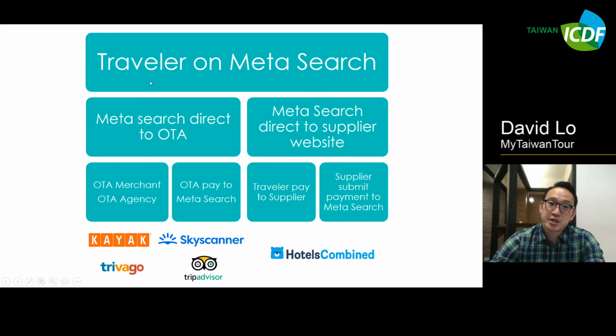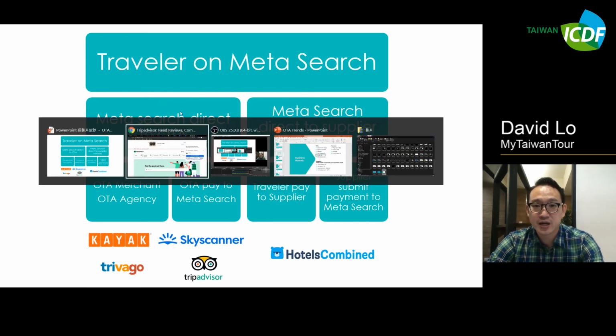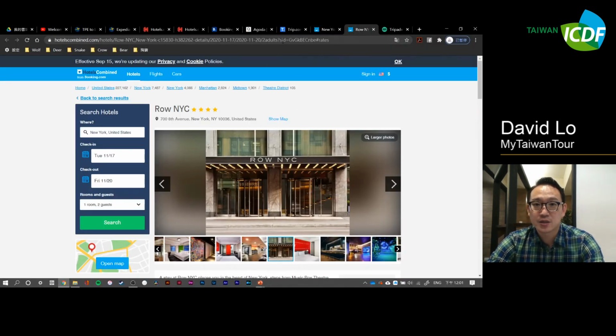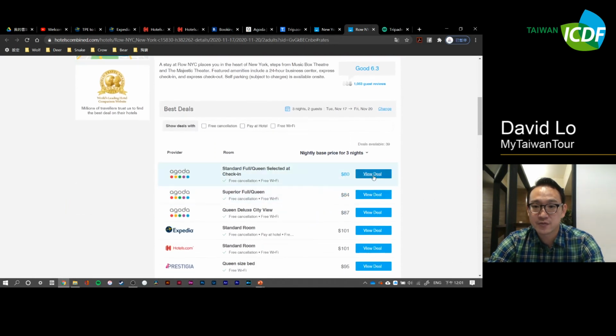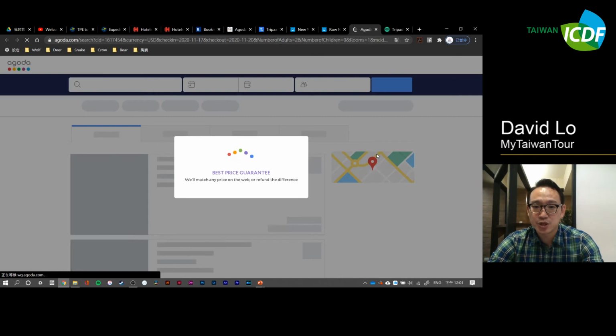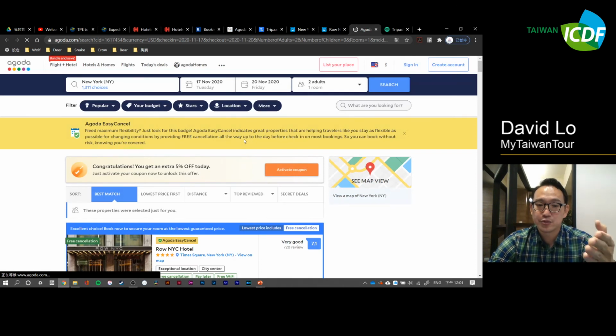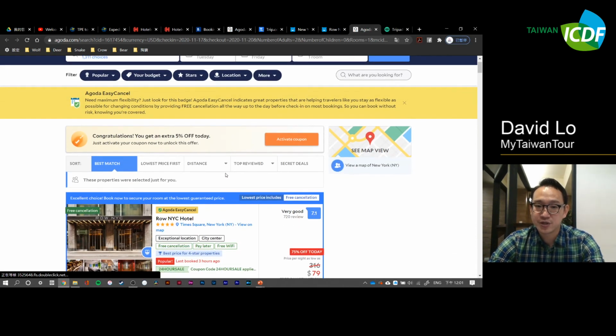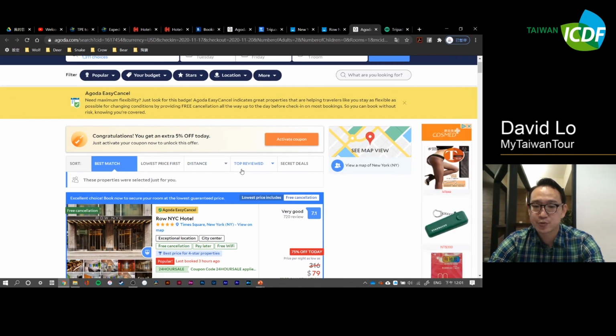Firstly, like I just did, travelers go onto meta search to find the hotels or flights they want, and meta search directs them to OTAs, like I showed here, directing to Agoda's information. Now, if I book through Agoda, that means Agoda has the commission from the hotel, right? Because Agoda helps you deliver the reservation to the hotel, so the hotel has to pay Agoda, whether it's the prepaid model or the pay on site model.